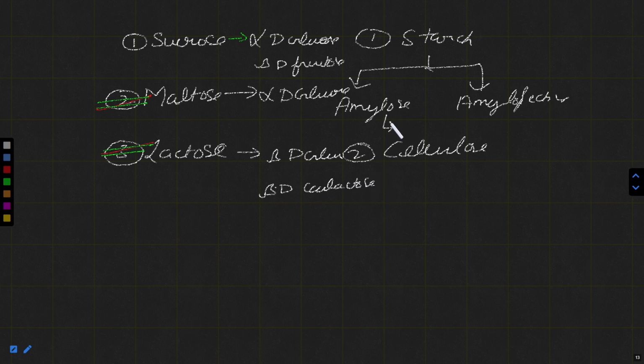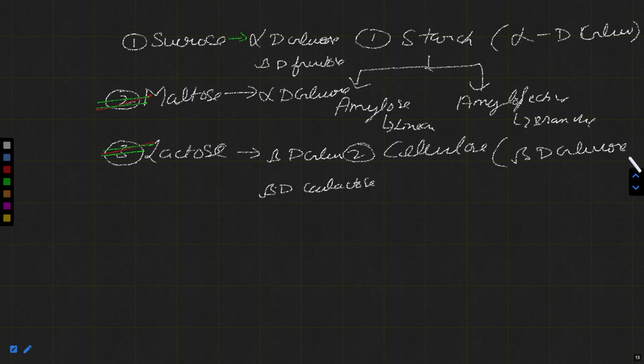Amylose is linear in nature and amylopectin is branched in nature. Now both of these have alpha D glucose only, whereas in cellulose we have beta D glucose.